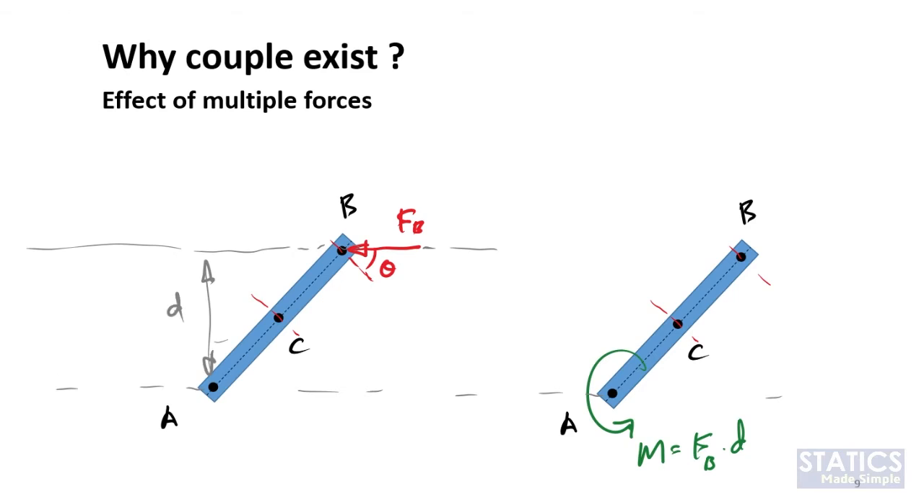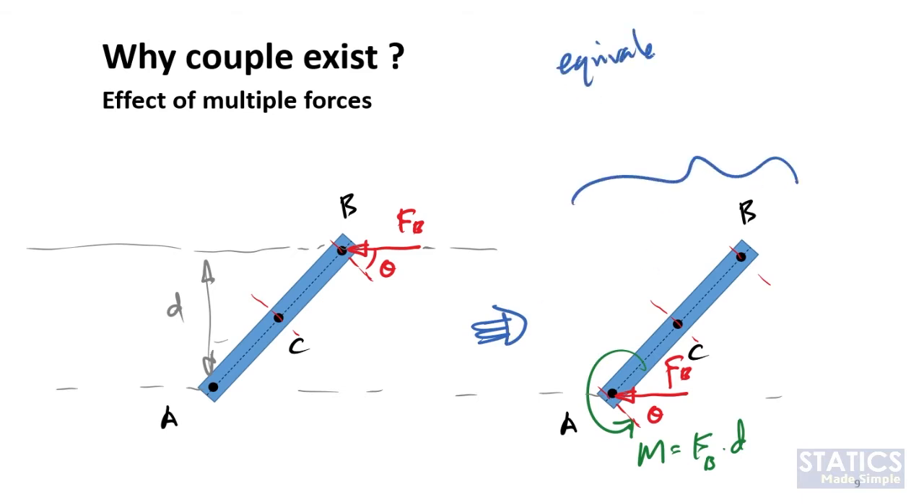Really, okay. So we can have this FB at point A, and this representation is what we call the equivalent force couple system.